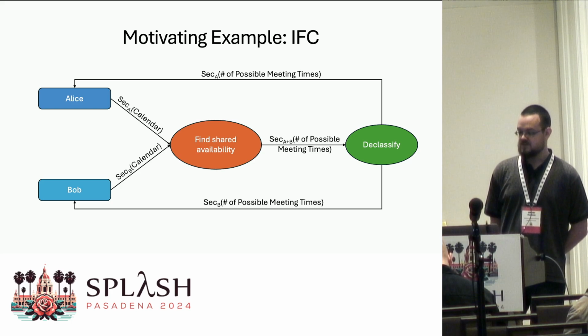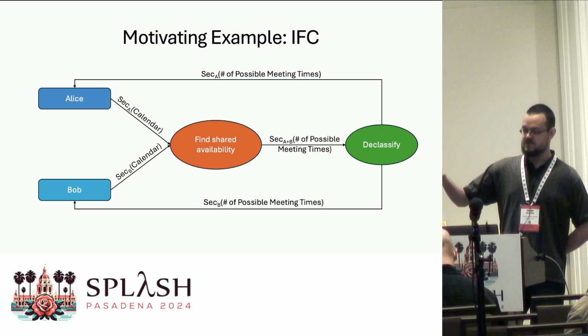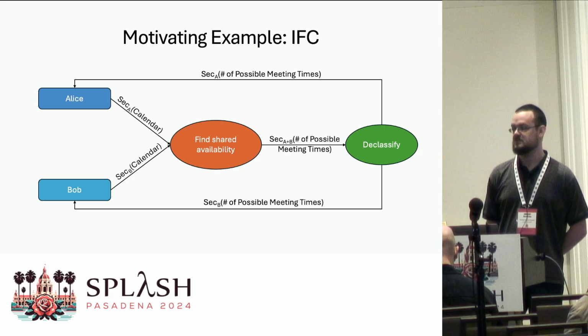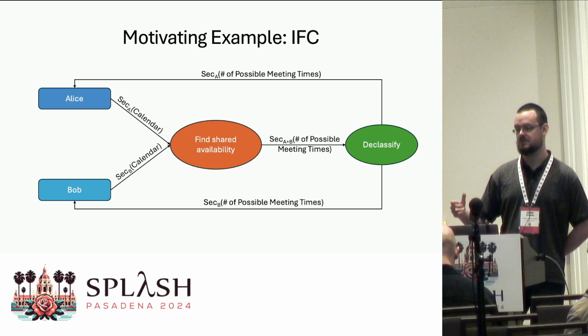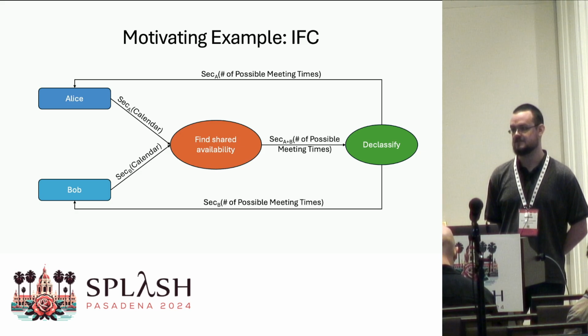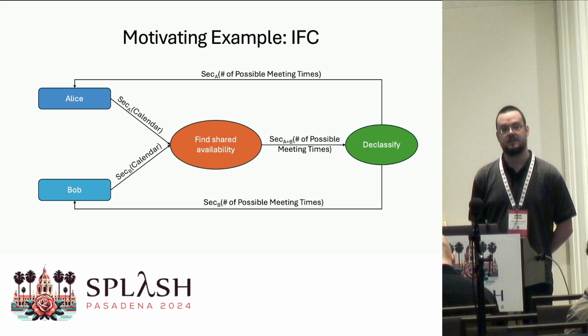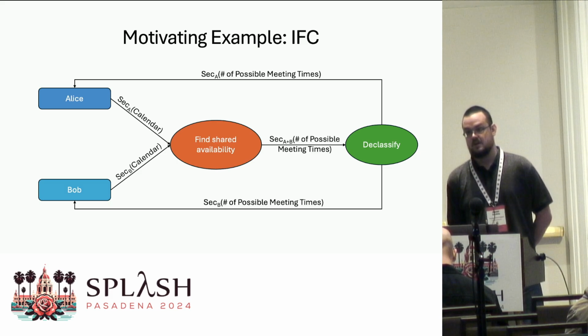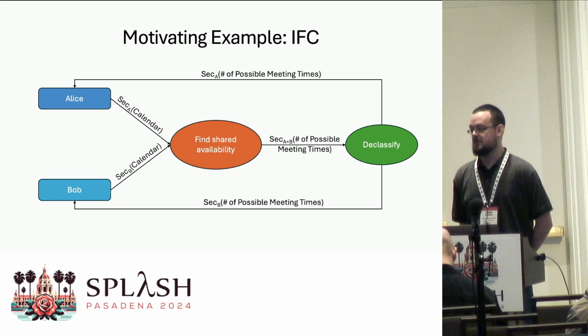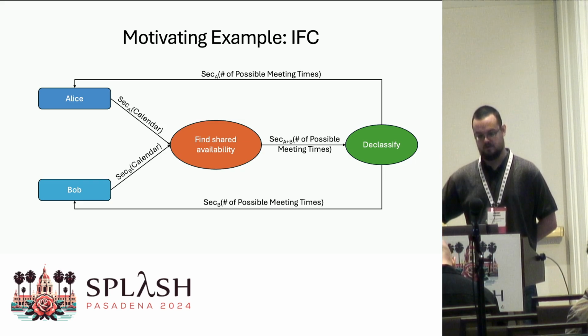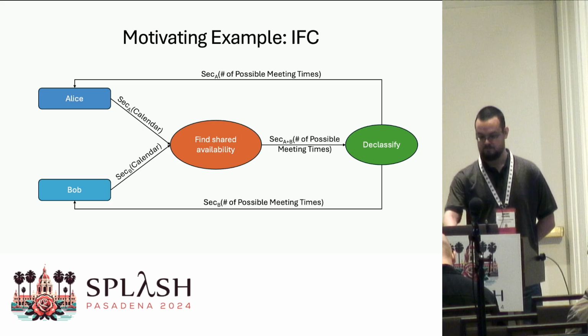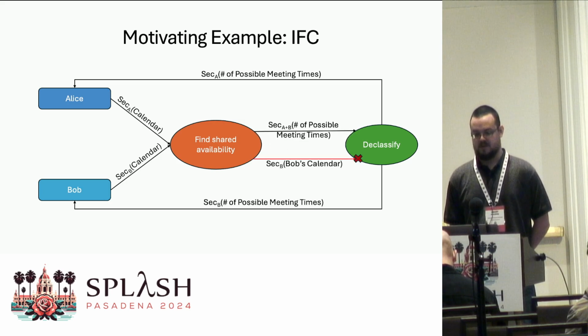So in the IFC approach, this secretly marked number of possible meeting times is sent out to another piece of code denoted by the green circle that declassifies it, lowers the secrecy level, and returns the number of possible meeting times marked with Alice's secrecy to Alice and marked with Bob's secrecy to Bob. So in this case, exactly the data that we want to get across is coming across. The calendars are going where they need to. The number of possible meeting times is going where they need to. Everything is functioning.